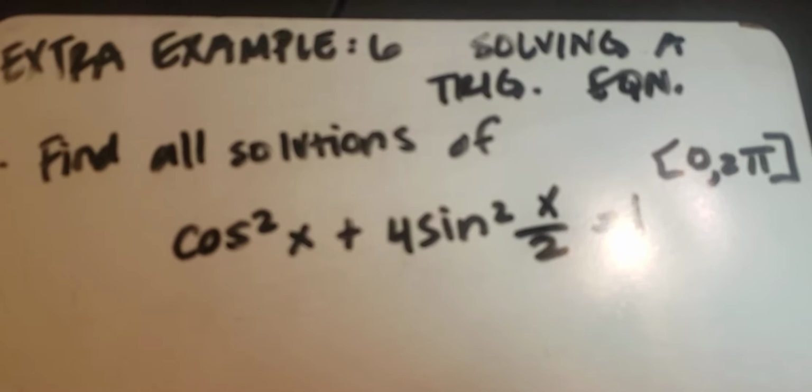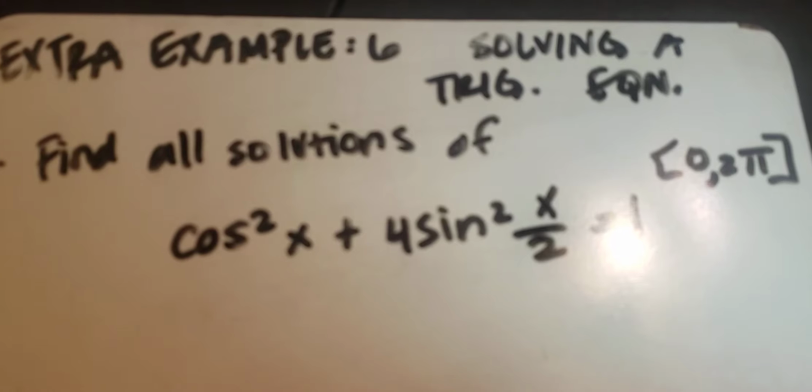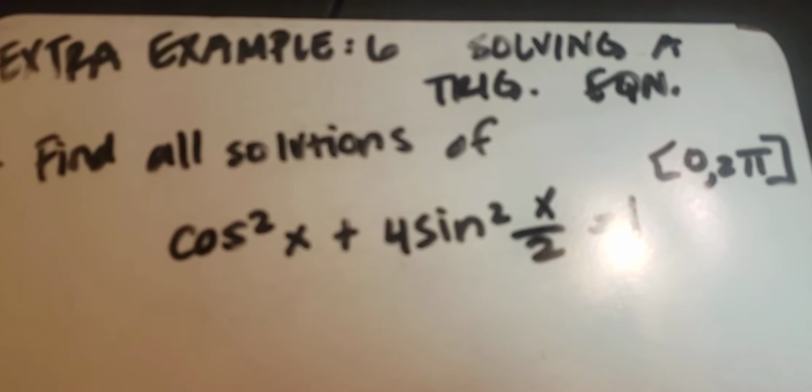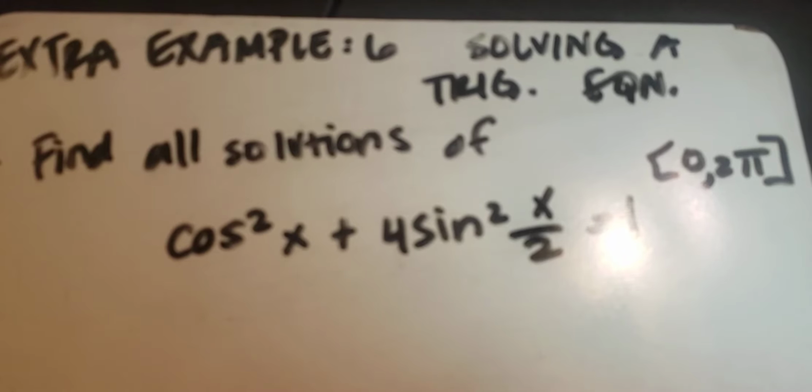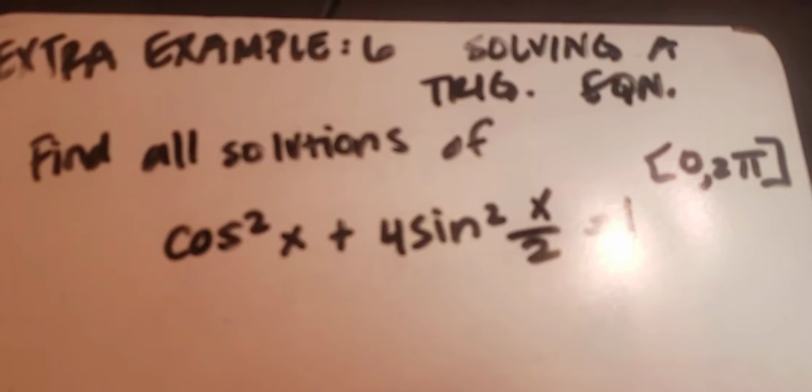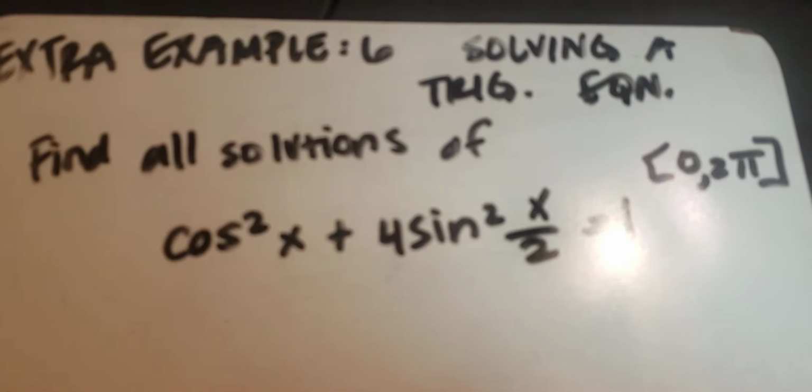All right, boys and girls, now we're moving on to example 6, which is solving a trig equation. For this one, they want us to find all solutions of cosine squared of x plus 4 times sine squared of x over 2 equals 1 in the interval of 0 to 2 pi. All right, so here we go. Let's start off.